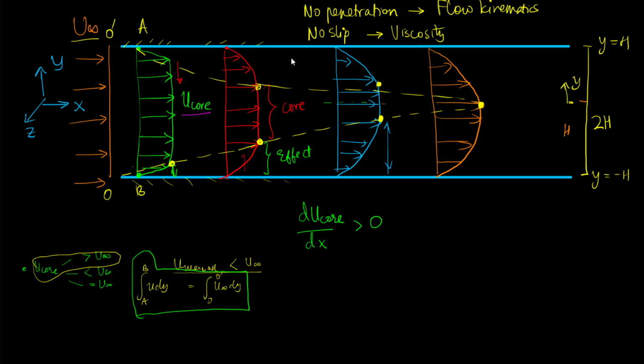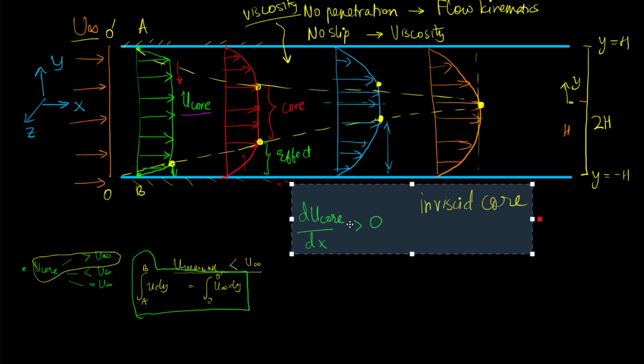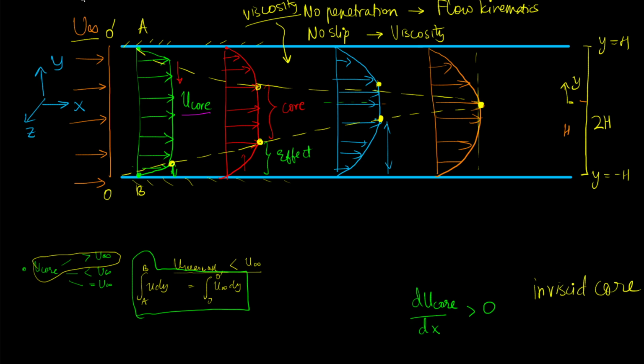So these regions don't really have viscosity, but they are propagating the effect of viscosity. The core region is inviscid, hence it is called an inviscid core. Now at the point where they merge, that particular length that the flow takes in order for the inviscid core and the viscous layers to merge, this length is called the entrance length.